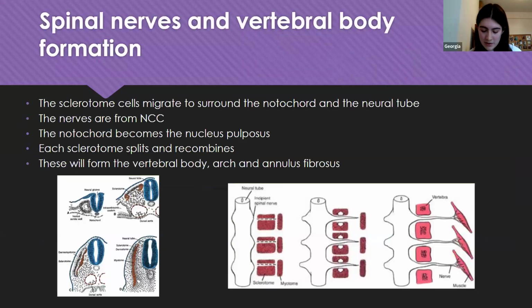So the sclerotome cells from the somite migrate to surround the notochord and the neural tube. The nerves of the peripheral nervous system are from the neural crest cells, as we said, and they develop in a segmental way. Each sclerotome splits in two around a spinal nerve. So the upper half of one sclerotome and the lower half of another combine, and they go on to form the vertebral body, vertebral arch, and annulus fibrosus. And the notochord goes on to form the nucleus pulposus, so that's also part of the intervertebral disc.